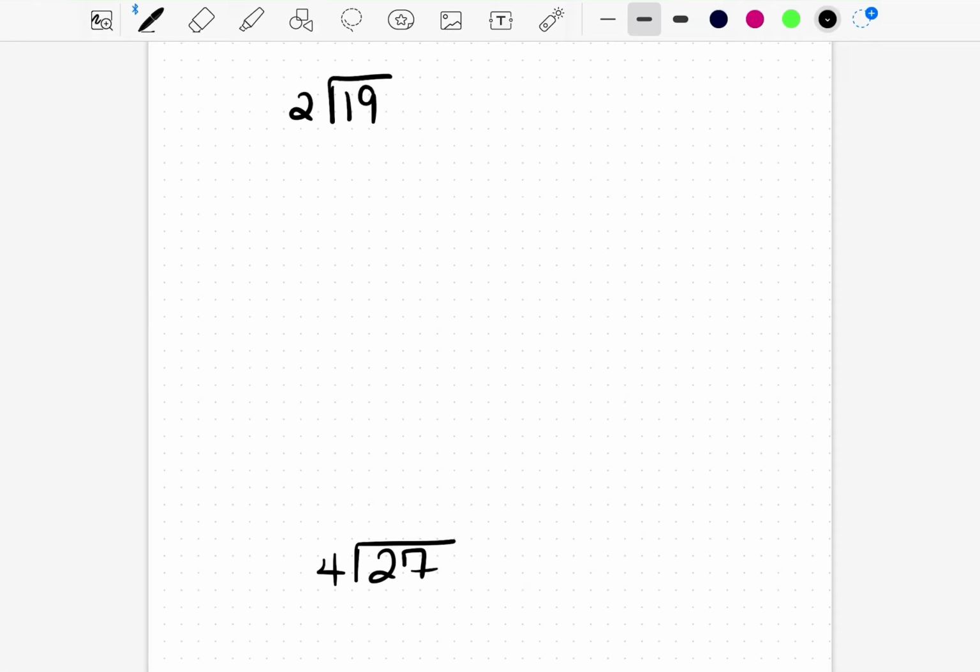So long division isn't fun. We all know this, but we should know how to do it. So let's just go over some of the steps of long division as a review. If you're taking notes, we're going to go ahead and write long division. And the steps are divide, multiply, subtract, bring down, repeat.